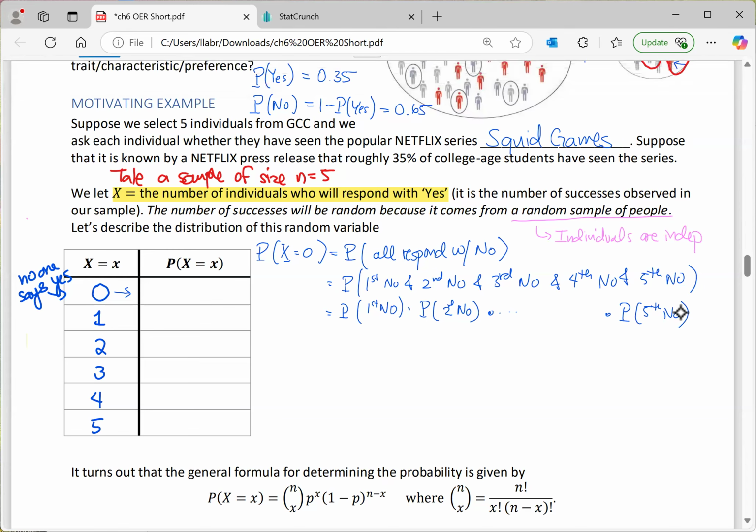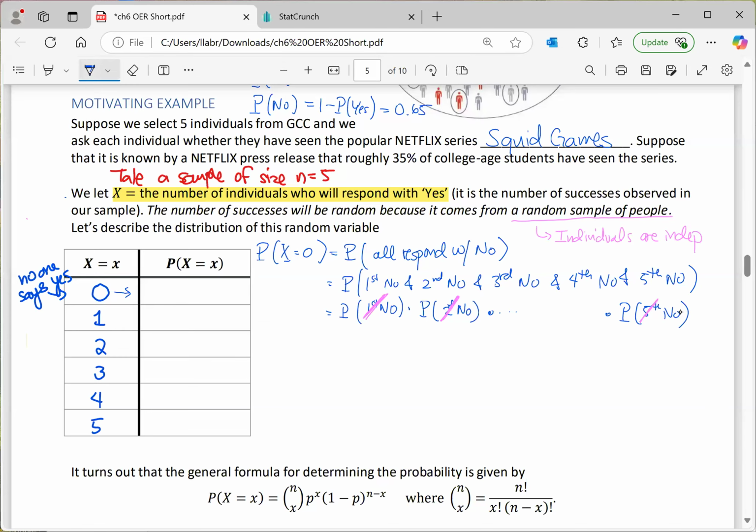So that means that it doesn't matter who was selected first or second, the probabilities are the same. We saw previously that independence basically says that the order doesn't matter, because this conditional statement wouldn't matter, right? The second no, given that the first one was no. So this is just probability of no times probability of no times probability of no. And we can compute that pretty easily, because that's simply probability of no to the fifth power.